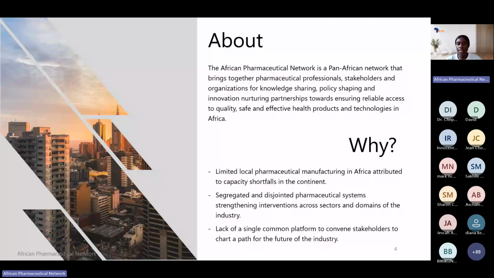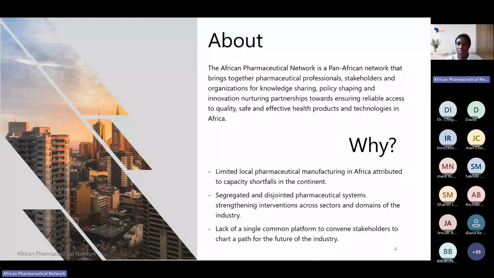The other challenge that we are experiencing is segregated and disjointed pharmaceutical systems strengthening interventions across sectors and domains within the industry. We have different sectors that are working in silos, and this ought not to be, because we are all working towards a common goal. So for us, it is to come together and ensure that all the sectors are collaborating and that we are finding solutions for the challenges that are within the industry.